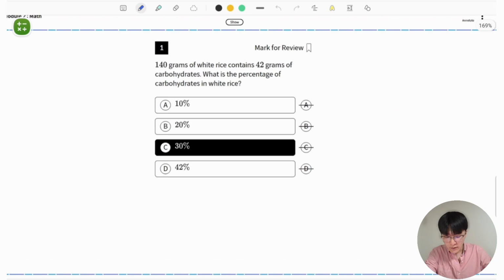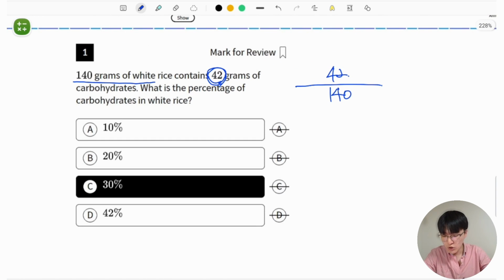Now, question number 1. 140 grams of white rice contains 42 grams of carbohydrate. What is the percentage of carbohydrate in this white rice? So, out of 140, so we want to put 140 on the bottom. How many grams of that were carbohydrates? 42. So 42 divided by 140 will give us the percentage.